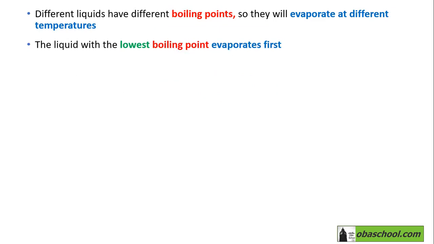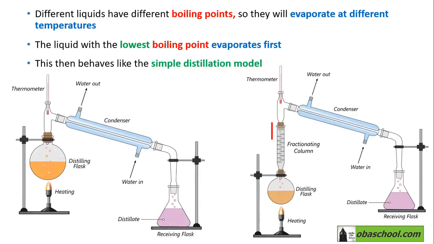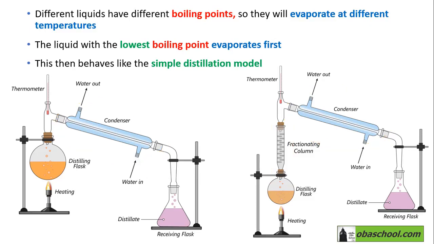Therefore, the liquid with the lowest boiling point will evaporate first, and in a very similar way to simple distillation, it will travel up through the column and then through the condenser, where it will cool down and reform as a liquid. Therefore, the liquid will be collected in this flask down here.